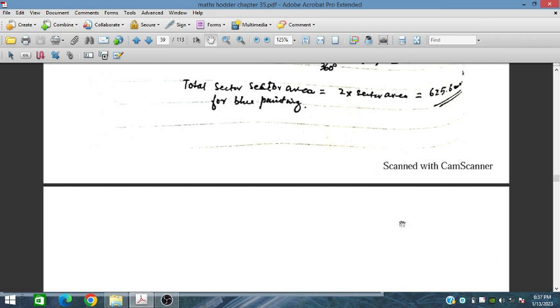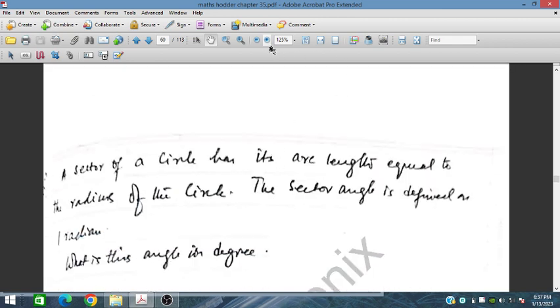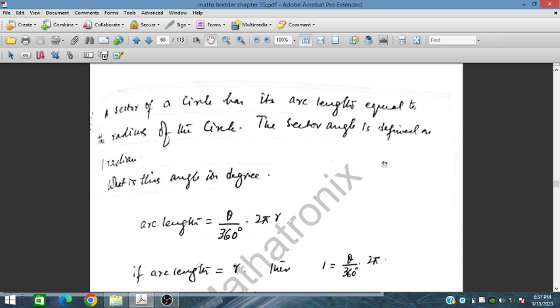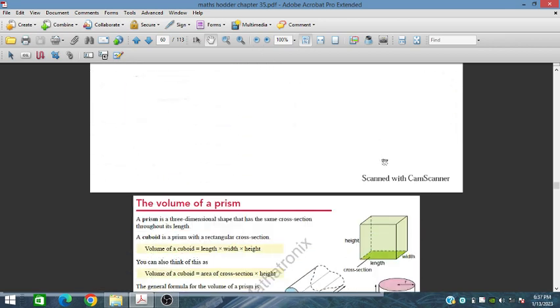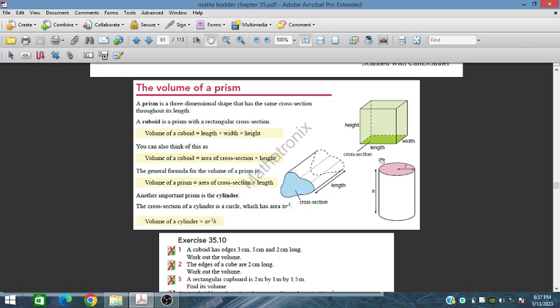So this is a very important question, and in the next session we will discuss the volume of a prism.